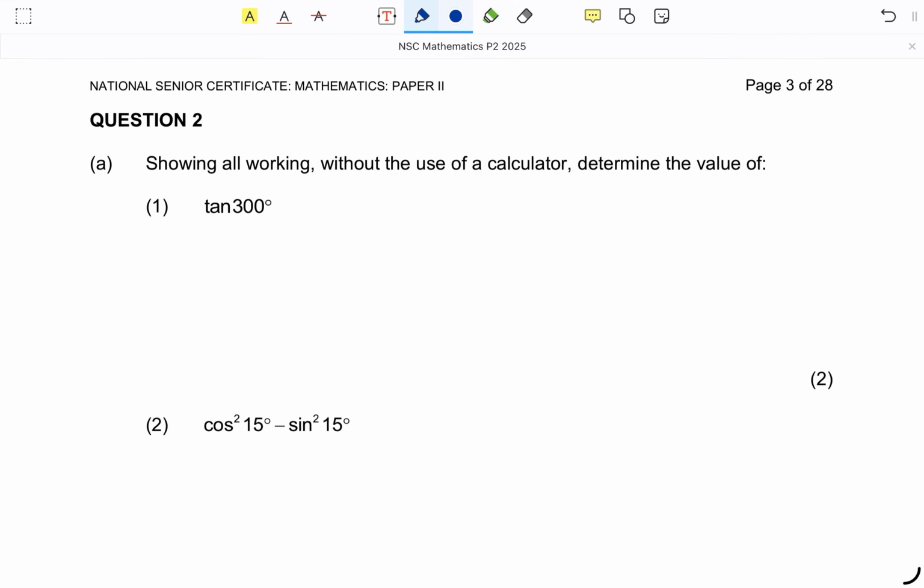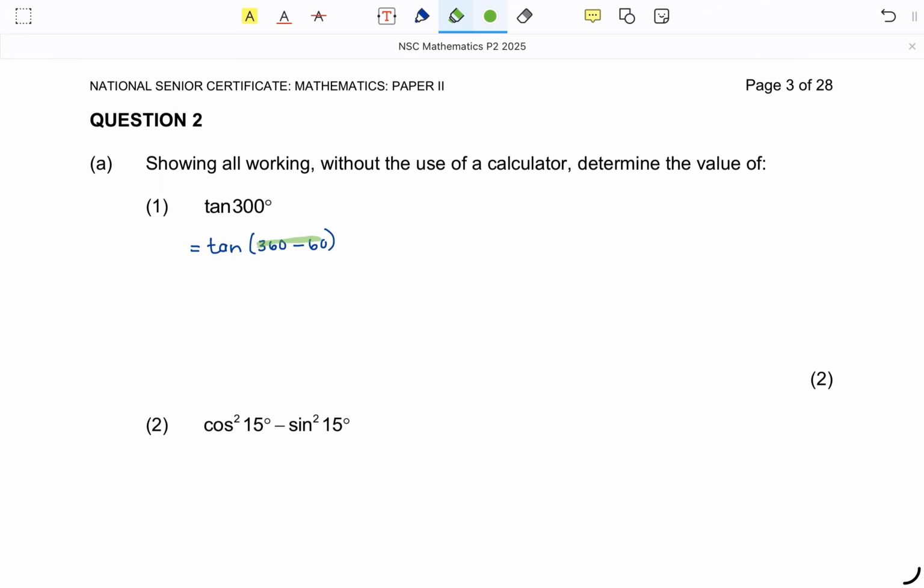In this video, we're going to take a look at question 2 of this question paper. It says, showing all the working without the use of a calculator, determine the value of. So the first thing that I would try and do is reduction. The closest between 180 and 360 is 360. And then if we subtract 60 from there, we will get 300 again.